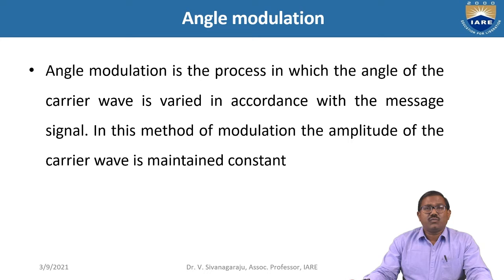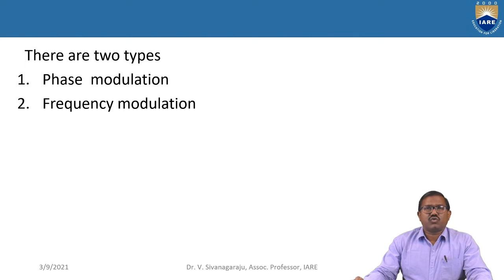In angle modulation, these are the two varieties, FM and PM: frequency modulation and phase modulation. These are the two types of angle modulation. One is phase, another is frequency. Whichever characteristic is varied in accordance with the instantaneous value of the message signal, we call it by that name. If phase is varied, we call it phase modulation. If frequency is varied, we call it frequency modulation.